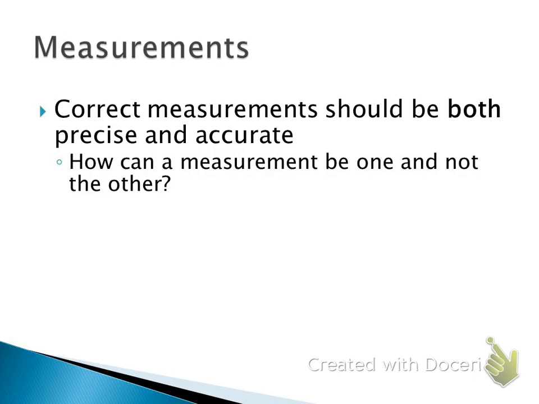I want you to just brainstorm ways that measurements could be one but not the other. How is it that a measurement could be one but not the other? How could it be accurate but not precise? And how could it be precise but not accurate? We just looked at an example, didn't we? You can raise your hand and explain it if you have it.